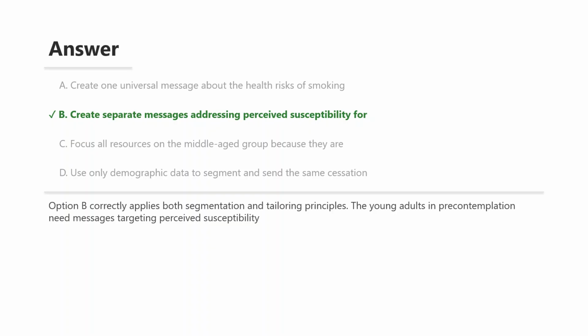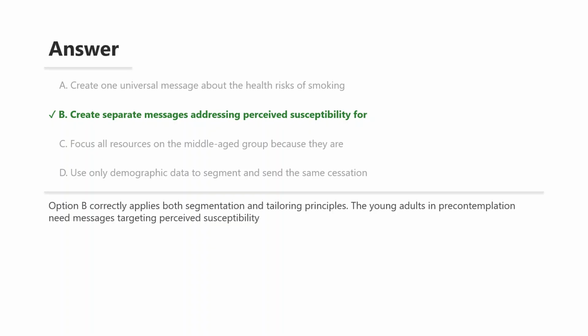The correct answer is B. Option B correctly applies both segmentation and tailoring principles. The young adults in pre-contemplation need messages targeting perceived susceptibility, while the middle-aged adults in preparation need messages building self-efficacy.